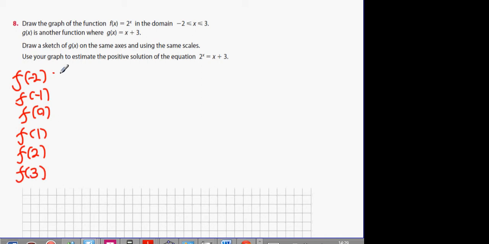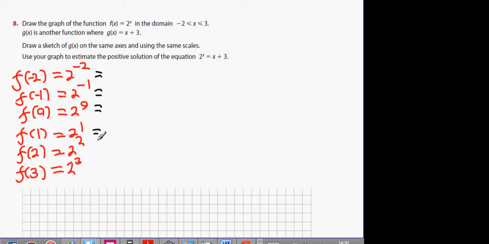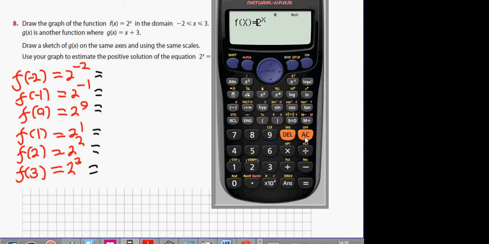What do I write down, guys? 2 to the power minus 2, 2 to the power minus 1, 2 to the power 0, 2 to the power 1, 2 to the power 2, 2 to the power 3. What do I do next? Put it into my calculator. And what do we get? Let's figure this out. Mode, 2 to the power of x. Perfect. Starts off at minus 2, ends at 3, step of 1.